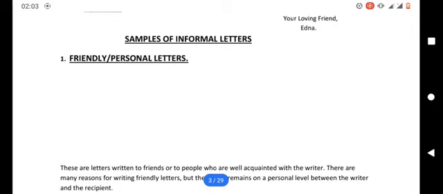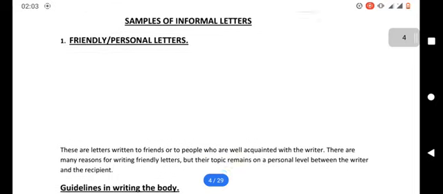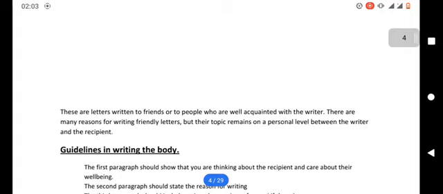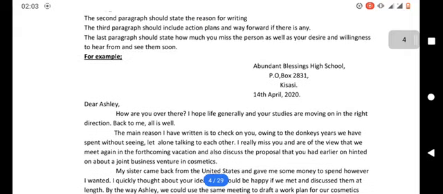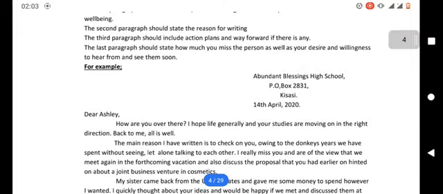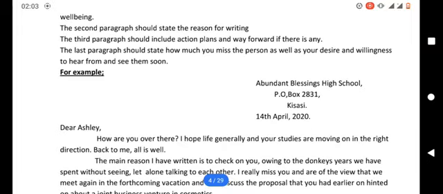So one of the samples is we're going to have a friendly or a personal letter, and in this case, this is how it is written. I'm going to take you through this letter as our sample.